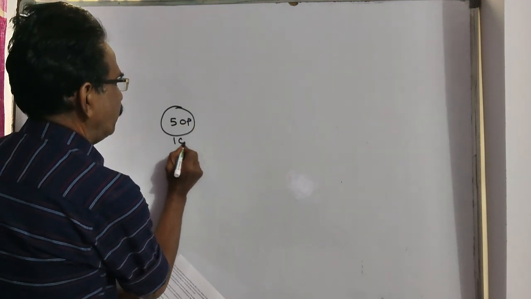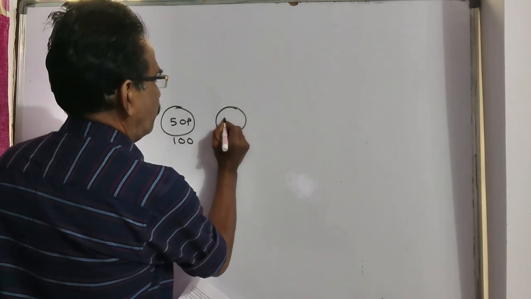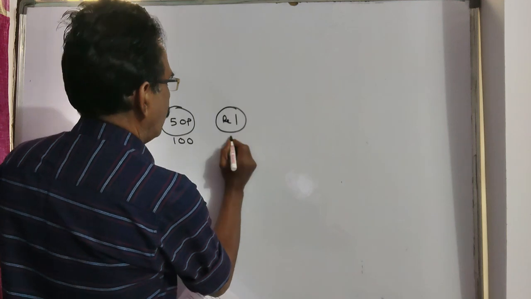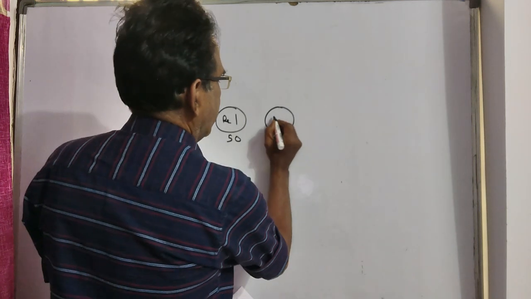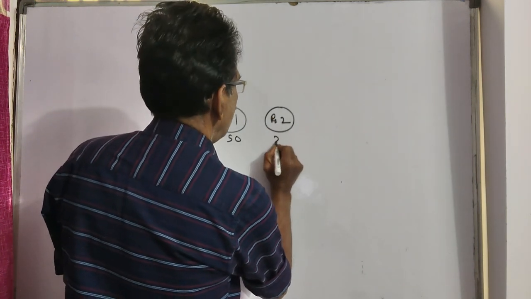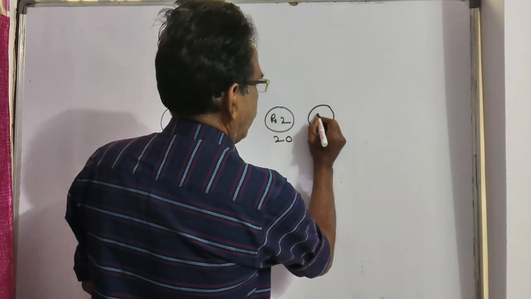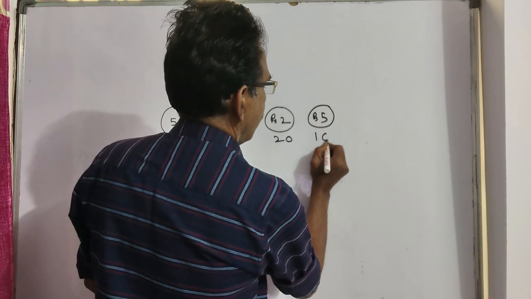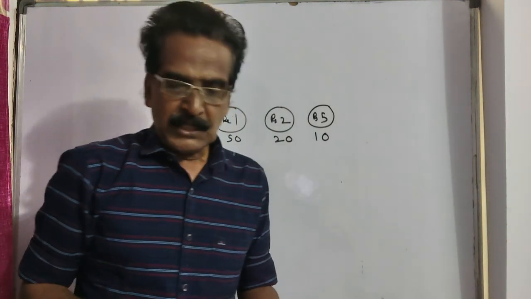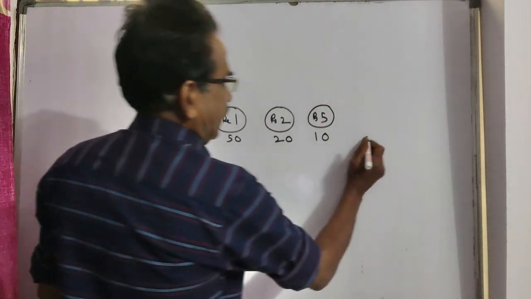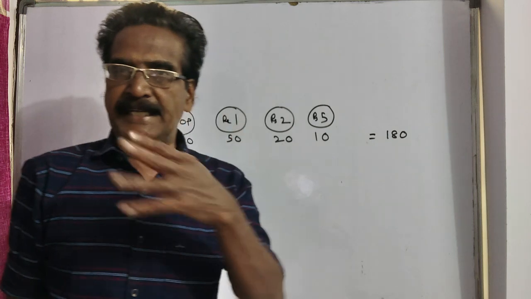50 paise coins, we have 150 paise coins, we have 50 one rupee coins, 20 two rupee coins and 10 five rupee coins. Okay, so total 180 coins. See, in that piggy bank there are a total of 180 coins.